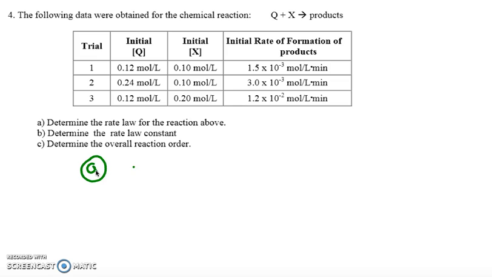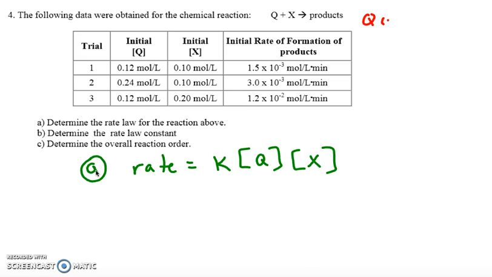And as always, we start with the generic rate is equal to K times, in this case, Q to some power, which we have to figure out, times the concentration of X to some power that we have to figure out. All right, so let's do that from our data. Let's take a look first at, we'll keep Q constant, what's happening with X. So Q will be constant in trials 1 and 3.